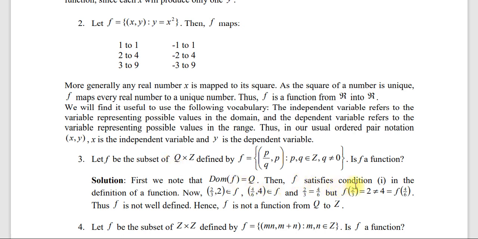In this case Q is the domain. Then f satisfies condition 1 in the definition of the function. Now (2/3, 2) is an element of f. (4/6, 4) is an element of f. And 2/3 is equal to 4/6.